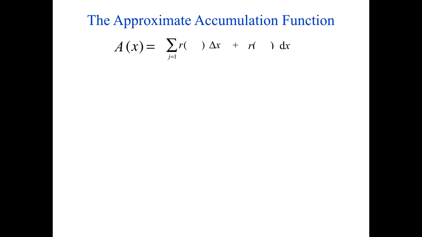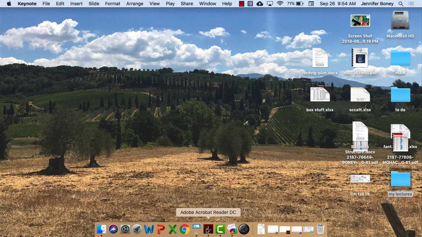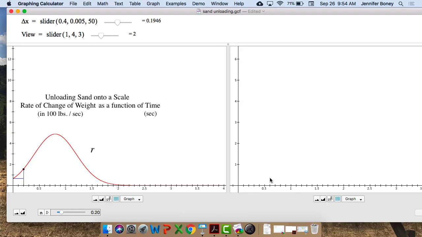Now, what I've got for you today is something that you've seen before. Just kind of follow along on the worksheet. I think I showed you this before, a sand something or another. So I'm loading sand onto a scale. We went through a process with this, and we looked at what happens if you vary the delta x. So here's a picture of it that you can draw.